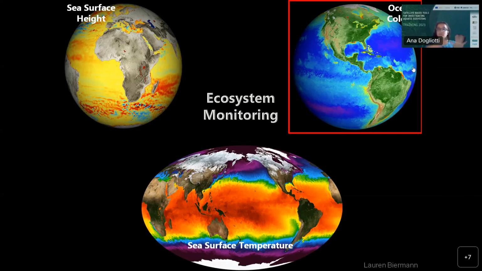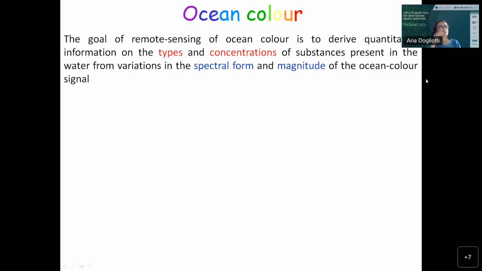I will try to go from the basics to the more complicated things, but it will hopefully be good. I will start with what ocean color, or what we call ocean color remote sensing, is. The goal of using remote sensing of ocean color is to derive quantitative information on the type and concentration of the substances present in the water. This can be retrieved from variations in the spectral form and magnitude of what we call the ocean color signal. I'll go into more detail about this, but this is mainly the definition.